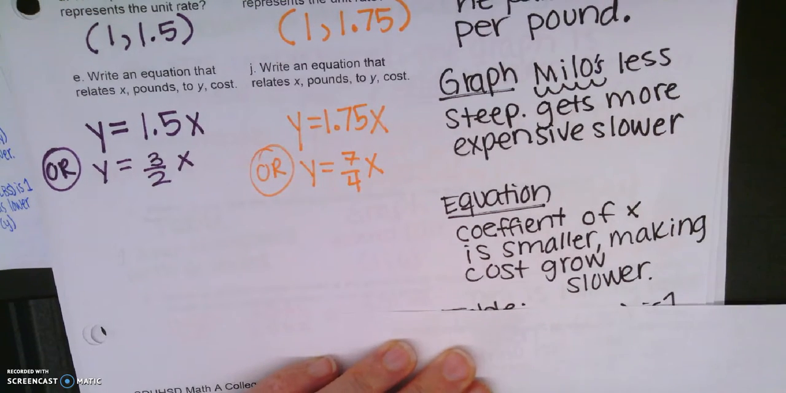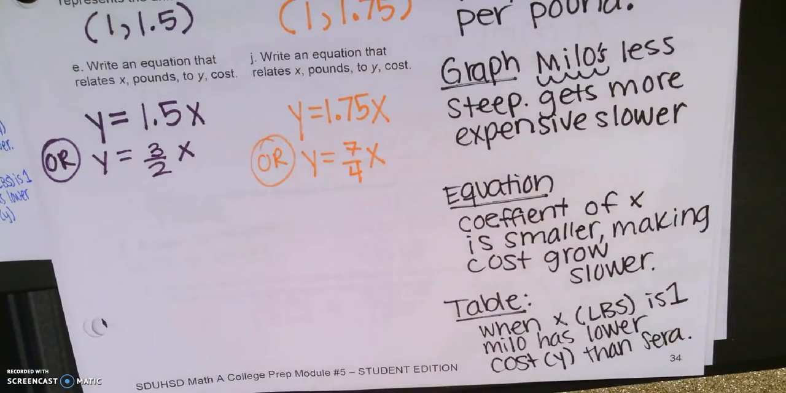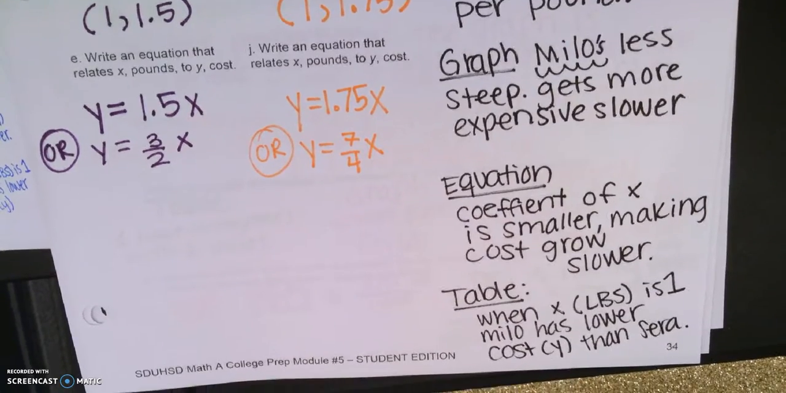And the last part we need to look at is our table. So how do we know just looking at the table? We want to compare the unit rate in the table. So when x, the pounds, is 1, Milo has a lower cost y than Sierra. Again, we're always comparing. If we're saying lower or higher, we want to know then who. So all of these are compared to Sierra.